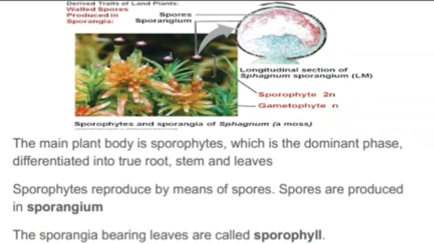The main plant body is the sporophyte, which is the dominant phase, differentiated into true root, stem and leaves. You can see this in this picture. They have a root, stem and leaves. And sporophytes reproduce by means of spores. Spores are produced in sporangia. You can see on the right side the spore is covered with the sporangium. The sporangia bearing leaves are called sporophylls.